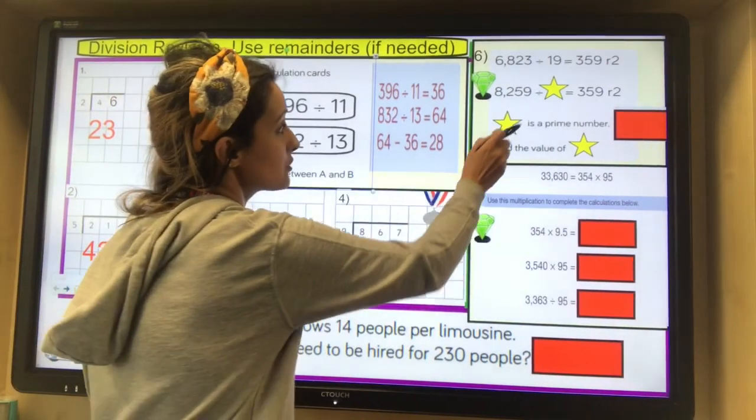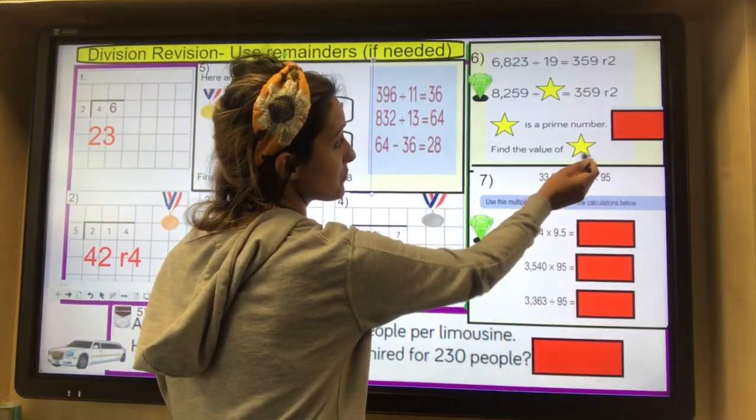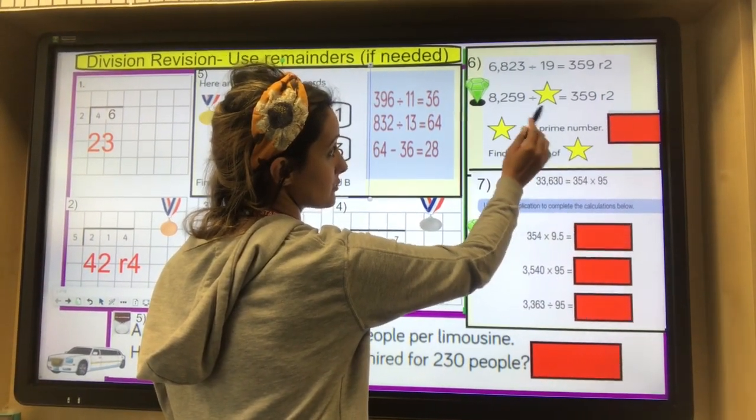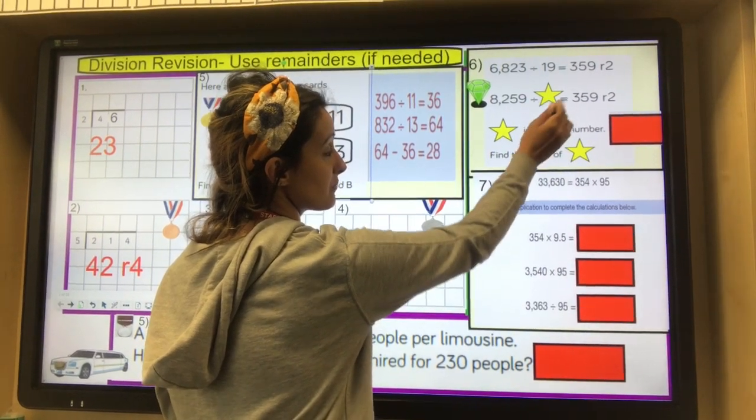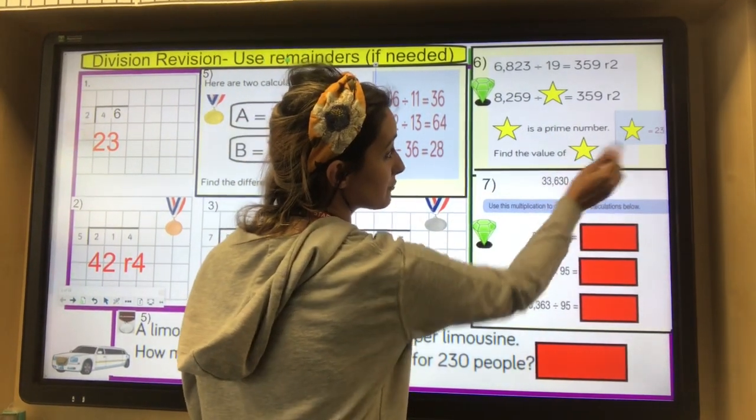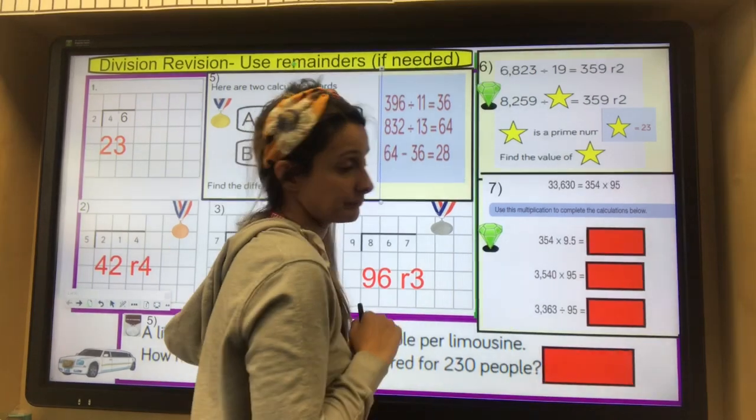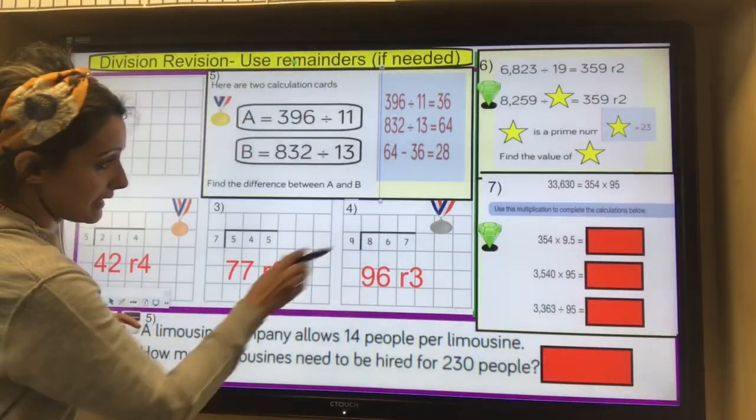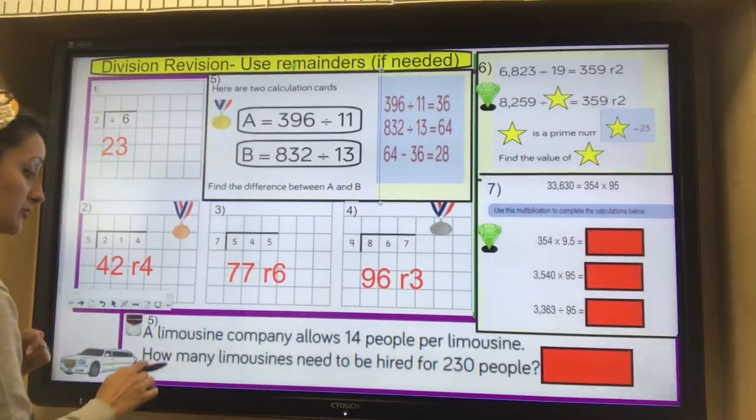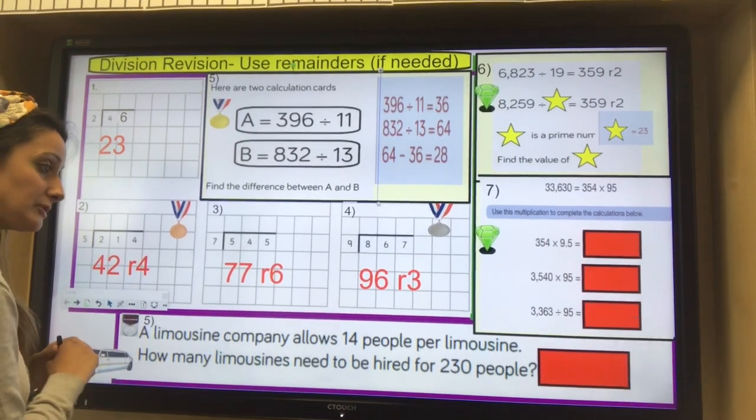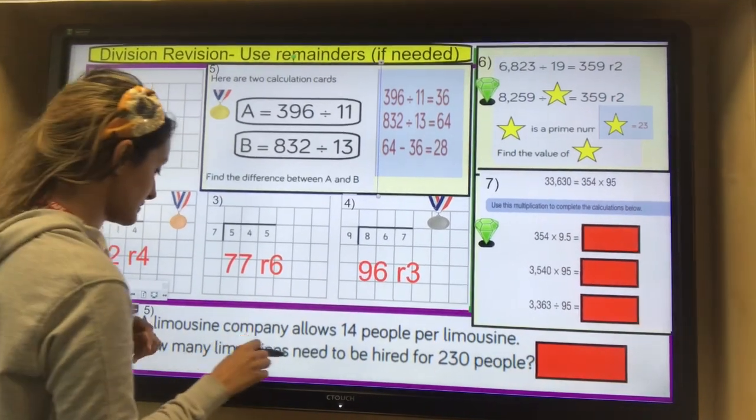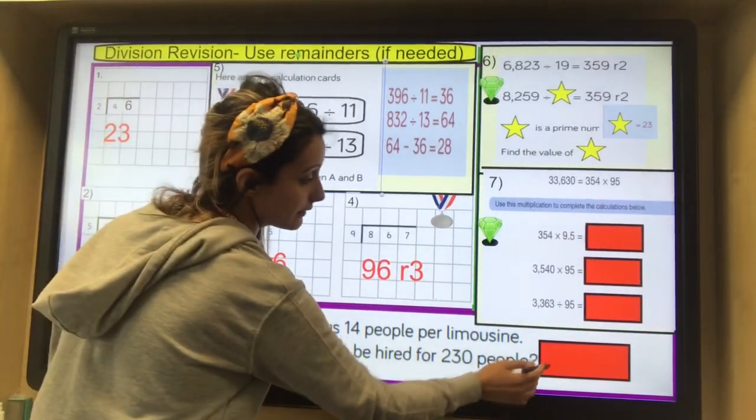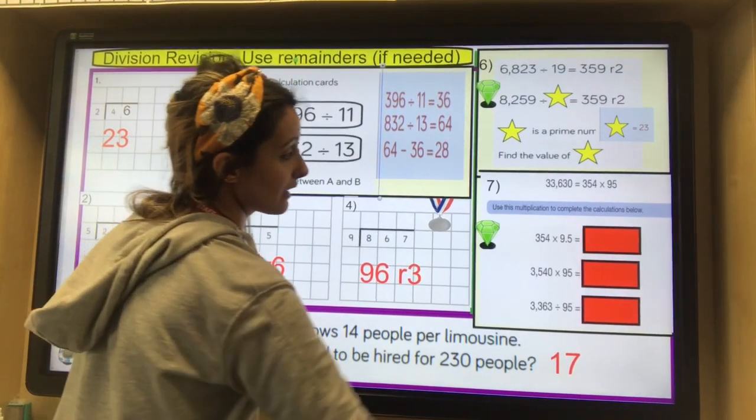Yeah. So here we've got 3 stars here. What was the value of this star? So we had it here. Something is a prime number, so this star was also a prime number. And your final answer was this number was 23. Okay. And down below here, I've got the platinum one, so I'm going back on myself. If it allowed 14 people per limousine, how many limousines needed hiring? They would need 17.